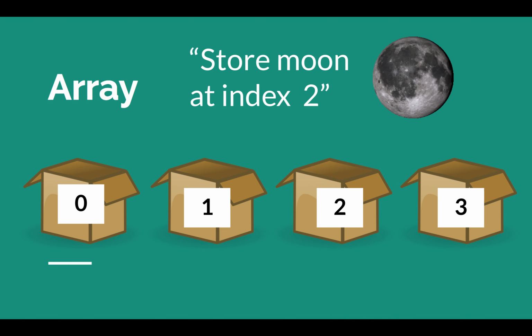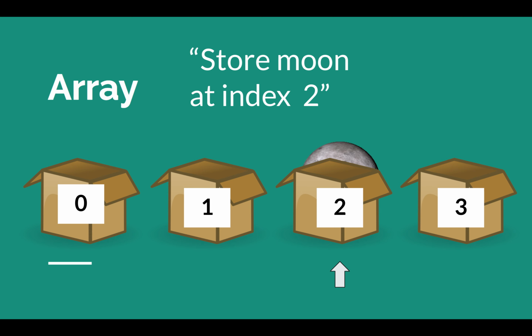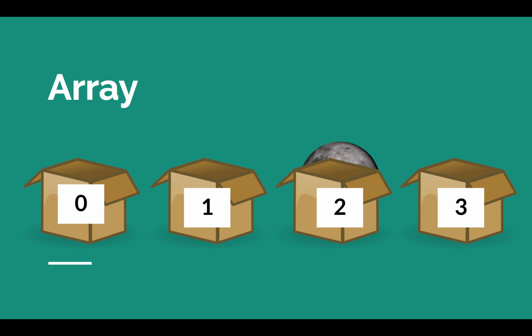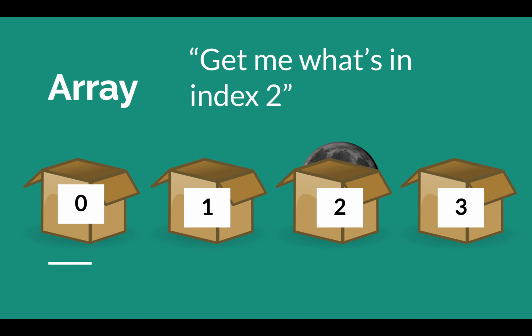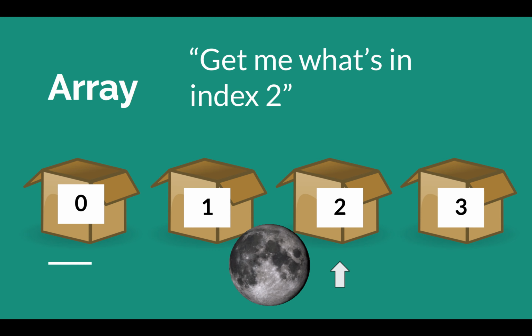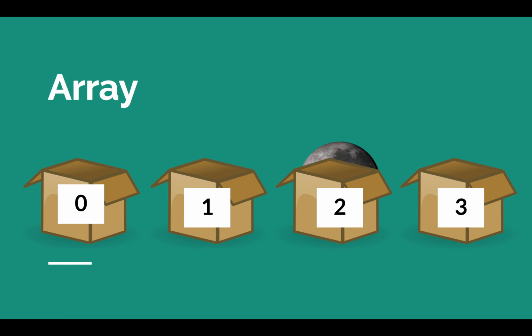Now, let's say, for example, we wanted to store the moon at index 2. What we do behind the scenes is we find the box that is 2 away from the start, and we stick the moon in it. Now, let's say we wanted to get out what's in a box. Well, we effectively ask the computer, get me what's in index 2. We find index 2, and we grab out whatever's inside.